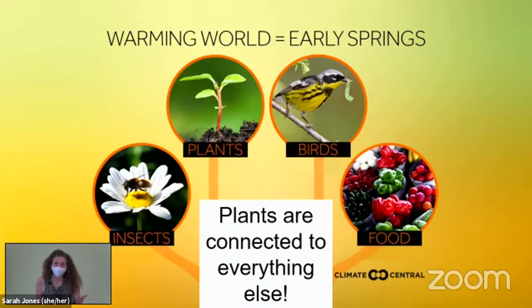Now, we talked a little bit about other organisms that use plants for shelter or for food. Birds might be using the fruit of plants, and they might have their homes in plants as well. So plants are connected to birds and other animals too. And ultimately, if plants are affected, that could impact our food supply. So we're talking about plants today, but I want you to remember that plants are connected to everything else. So it's really important that our plants are healthy so that the rest of these things, insects, plants, birds, people, they're all connected. So we all need plants to stay healthy.